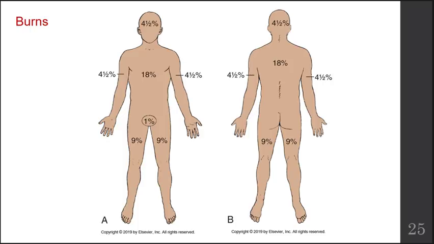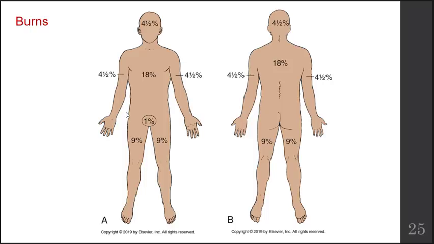The extent of a burn can be estimated using what's called the rule of nines, and this would be applicable to somebody who was a burn victim, for example, and they need to estimate the approximate percentage of the body that was burned. The body is divided into 11 areas for a quick estimation, with each area representing about 9% of total body surface area, and the area surrounding the genitals representing 1% of the body surface area.